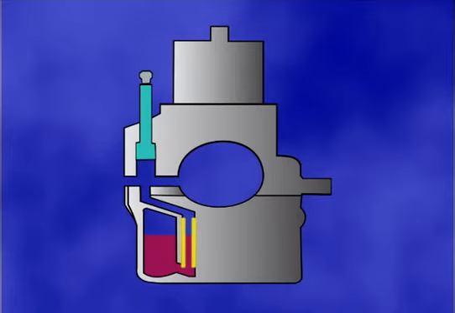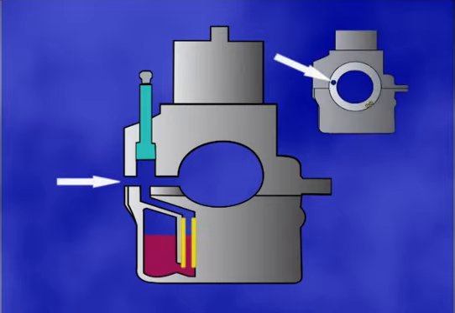An enrichment circuit is an air-fuel metering circuit separate from other carburetor circuits. Fuel for this circuit is drawn from the float bowl through an enrichment or starter jet. Air for the enrichment circuit flows into a passage at the air filter side of the carburetor.